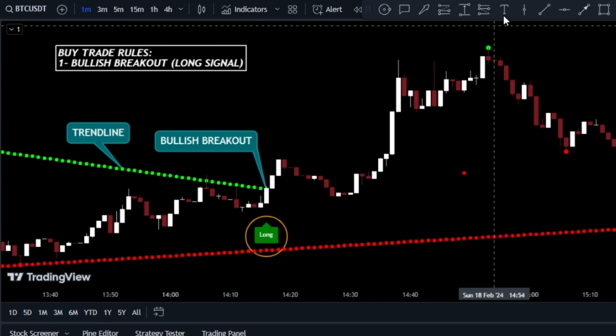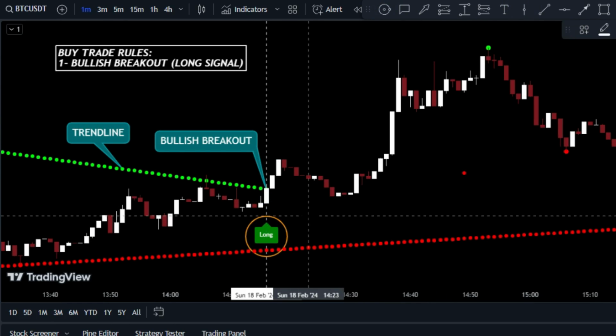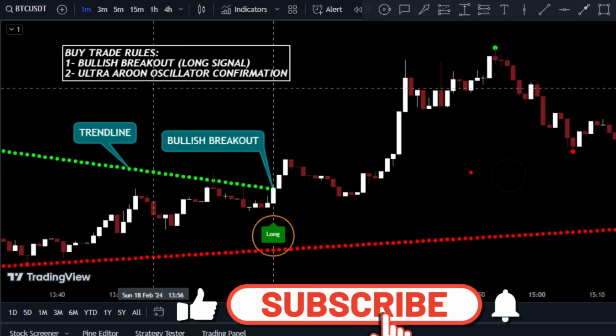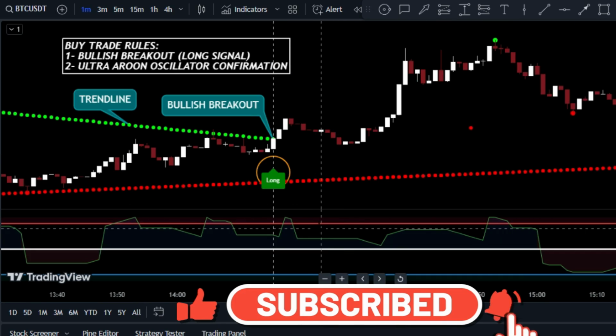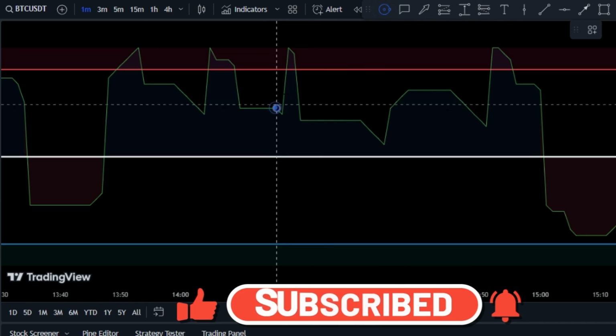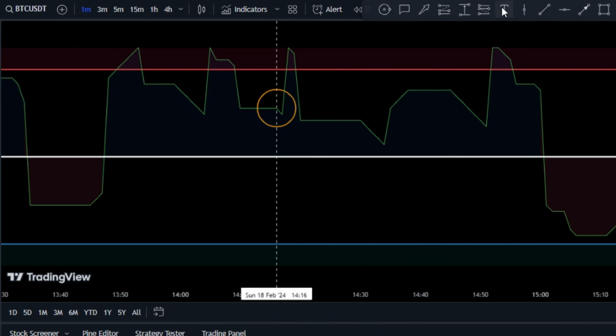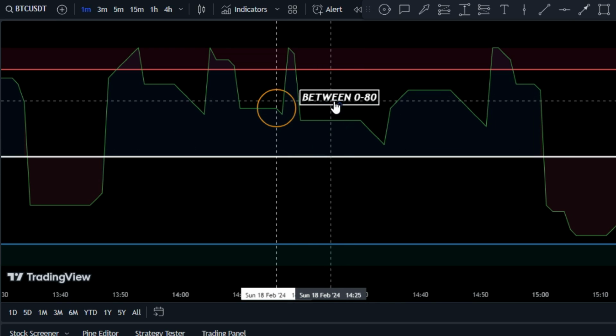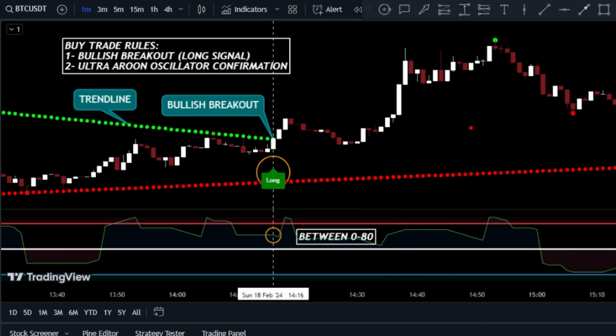Then verify that the Aron oscillator is between the middle line and plus 80, confirming a strong bullish signal. Once both these conditions are met, you can open a long position with confidence.